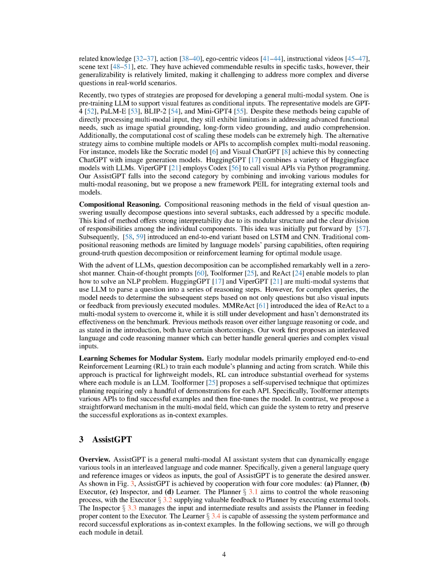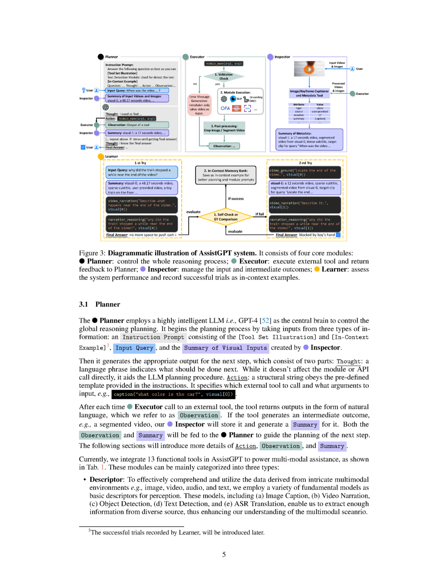In our AssistGPT system, we currently have 13 functional tools that empower multimodal assistance. These tools fall into three main categories: descriptors, locators, and reasoners. Descriptors, like our sensory organs, help understand and utilize data derived from complex multimodal environments, such as images, videos, audio, and text. We use several fundamental models as descriptors to interpret these sources, including image caption, video narration, object detection, text detection, and author translation.